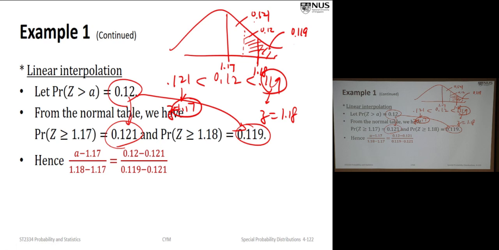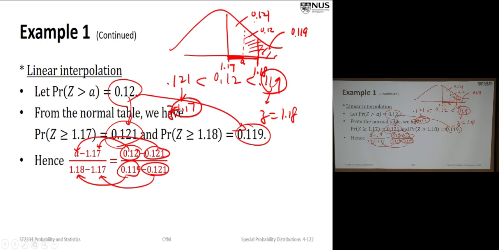Now this part, this is the value that I'm looking at. So A minus 1.17, and then compare with this whole thing. That means I want to know this part relative to the whole thing, the difference here. Then I divide this part by the whole thing. So it's 0.12 minus 0.121. This corresponds to A. These are the probabilities. So this corresponds to this, and this corresponds to this.